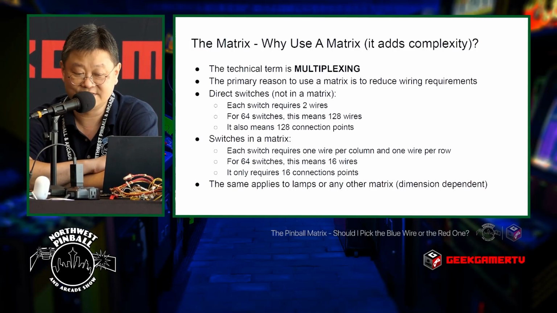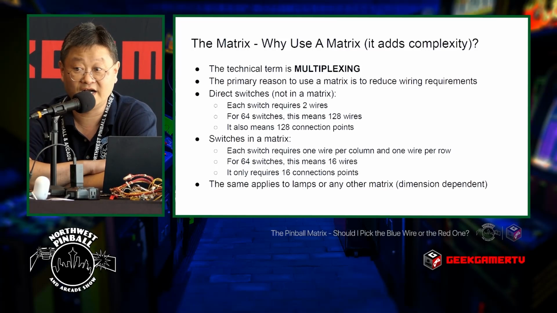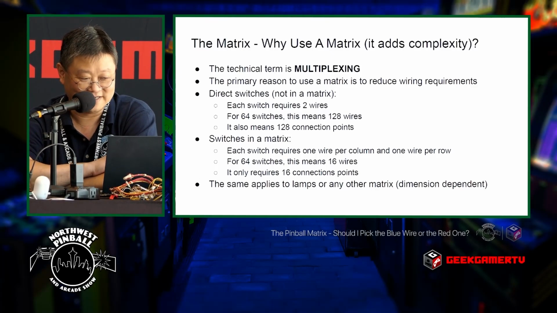So enter the switch matrix. Each switch requires only 1 wire per column and 1 wire per row. Everything is wired in parallel. 64 switches means you only need 16 wires, 8 columns and 8 rows. And that also means you only need 16 connection points. And it also means you only need 16 different colors. And that's part of the reason why.